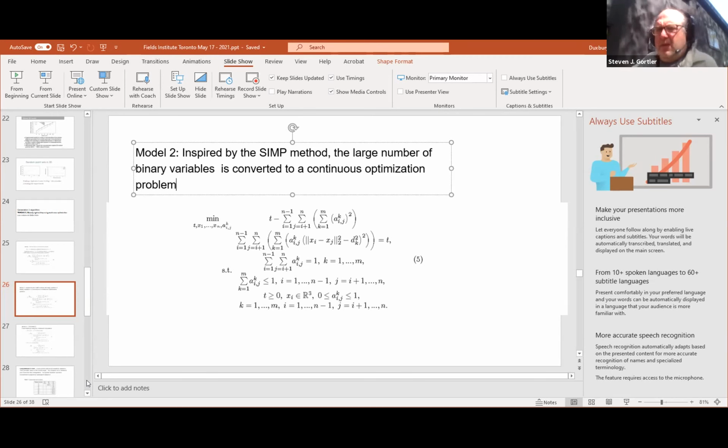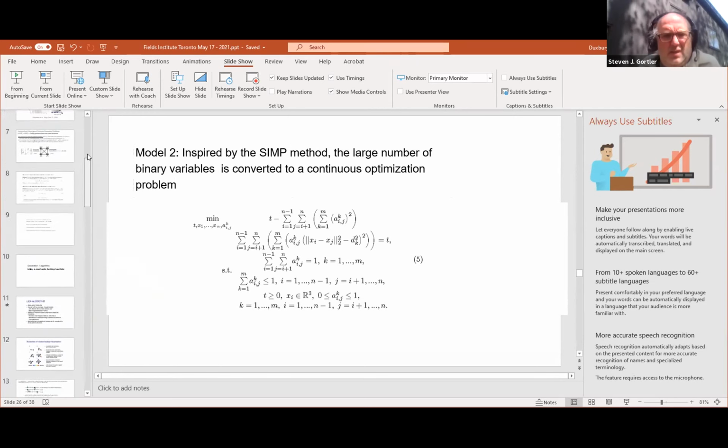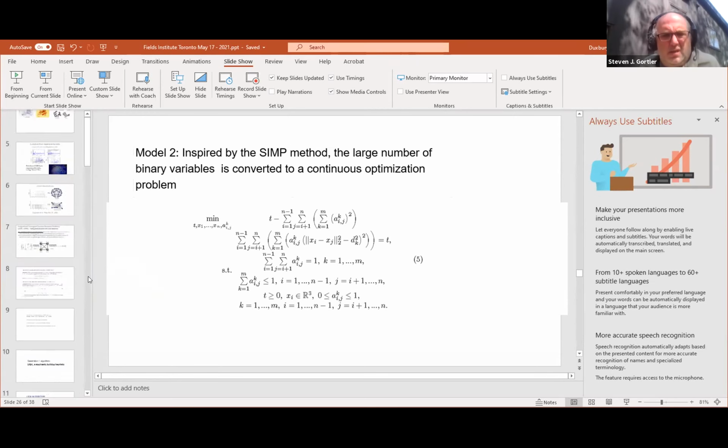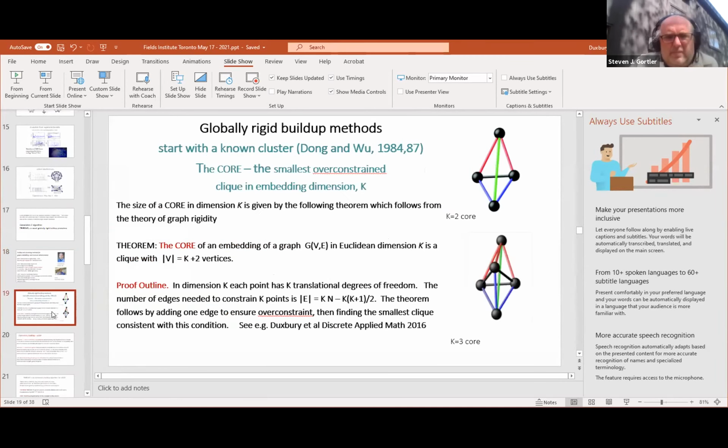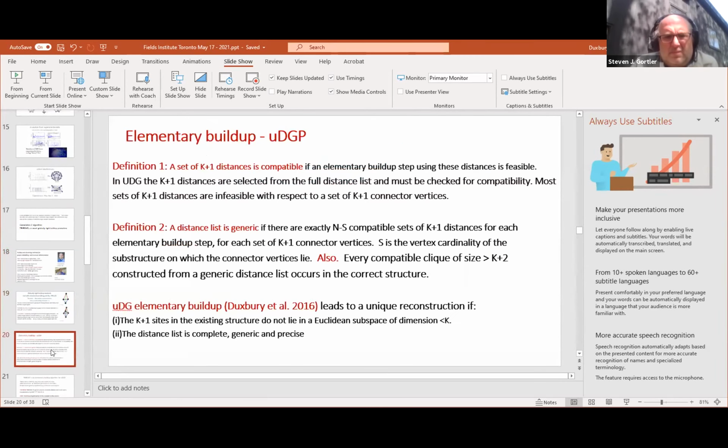I have a question. Please. Can we look at what was the definition in the distance geometry of a generic list? Yeah, here it is.